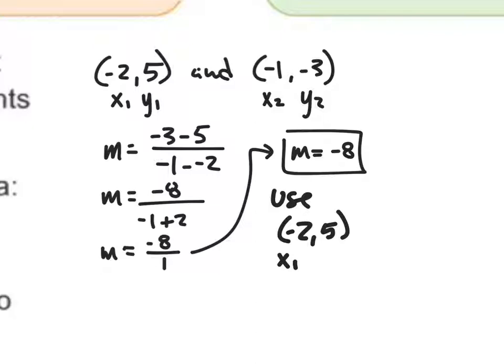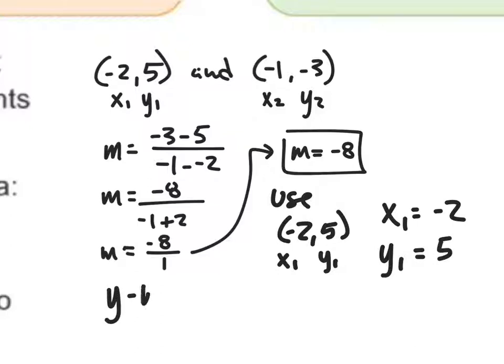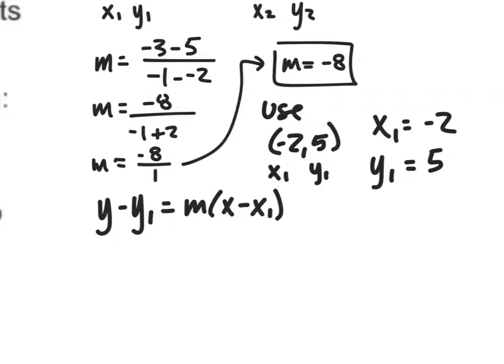I'm going to call this x sub 1, y sub 1. From that, I usually write out x sub 1 is equal to -2, y sub 1 is equal to 5. So using point-slope form, y minus y sub 1 is equal to m times x minus x sub 1, I'm going to plug my values in. So I've got y minus 5 is equal to -8 times x minus -2.